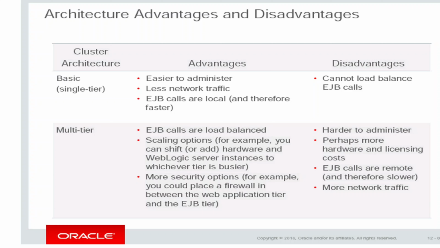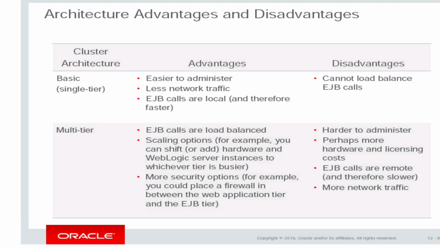And if you talk about the disadvantage of basic single tier, it cannot load balance the EJB calls, as we have seen. And multi-tier clustering provides some more advantages, like EJB calls are load balanced. Since we have a separate cluster for EJB code, we can easily load balance the EJB calls, and scaling options are also provided.